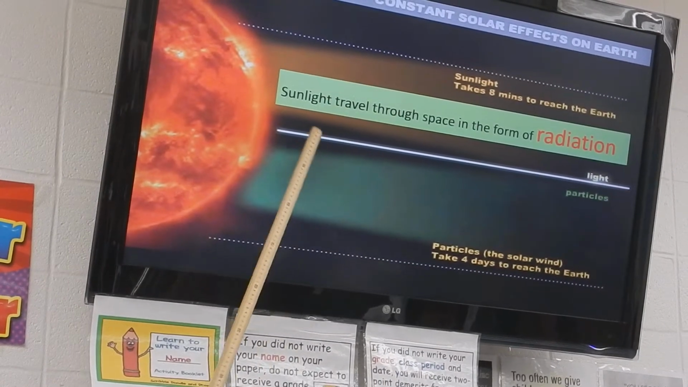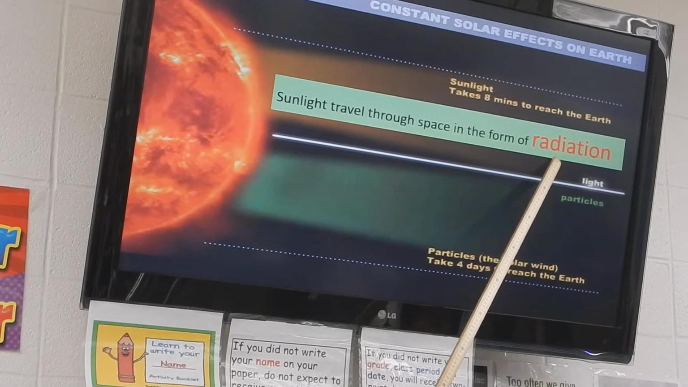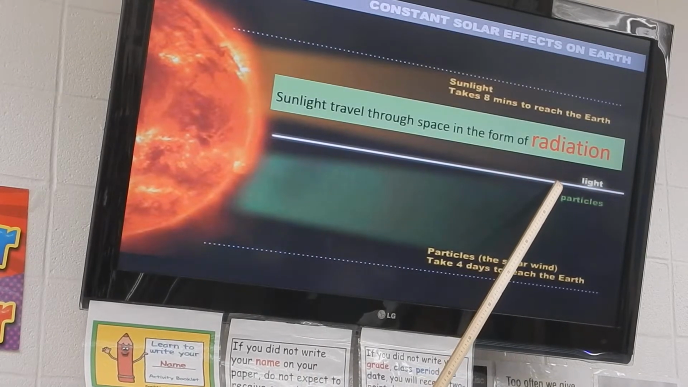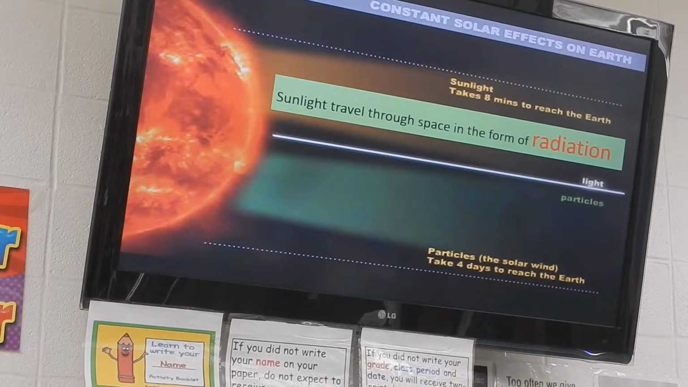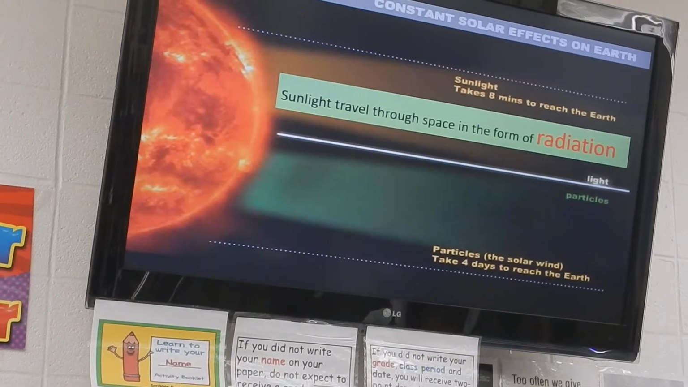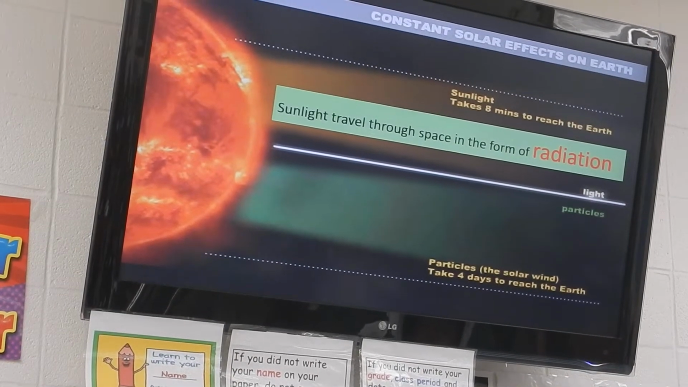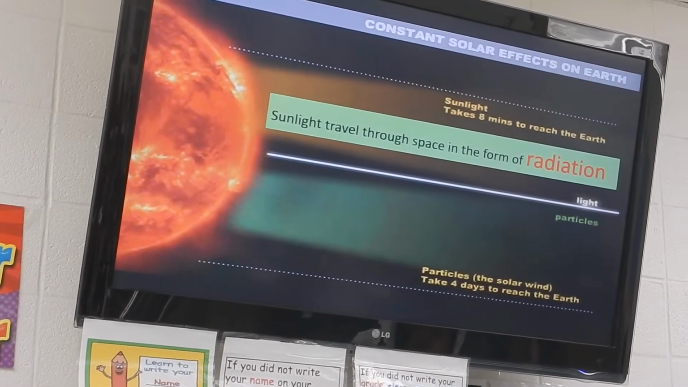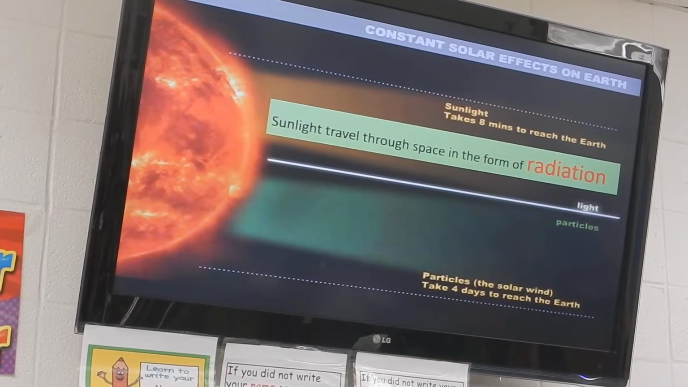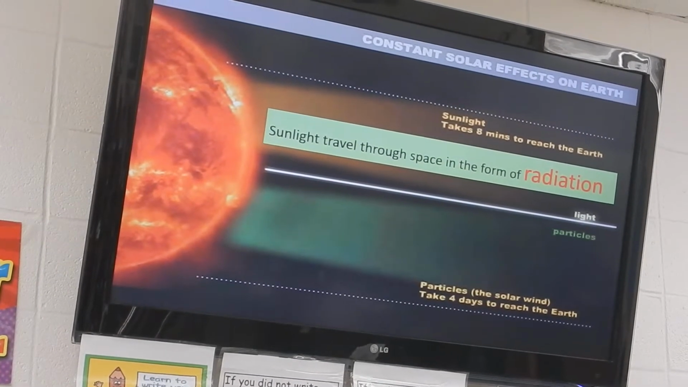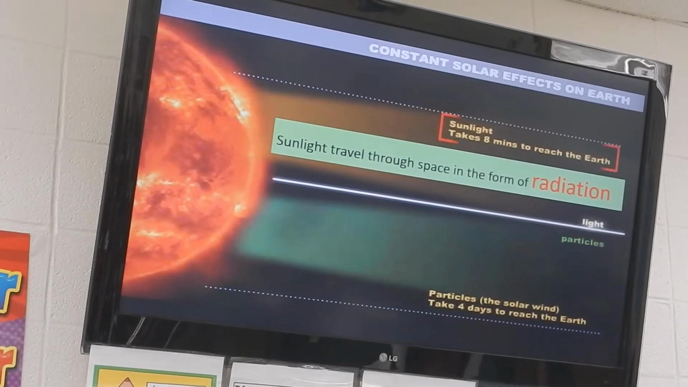Now, sunlight can reach Earth because sunlight can travel in the form of radiation. And in our previous discussions, we said that radiation is a type of heat transfer that does not need a solid, it does not need a gas, it does not need a liquid. It can travel in the absence of these different kinds of matter. So it can reach us through the form of radiation.